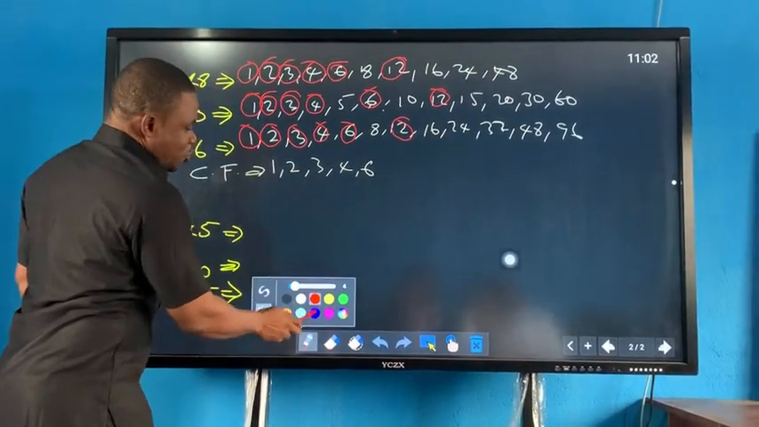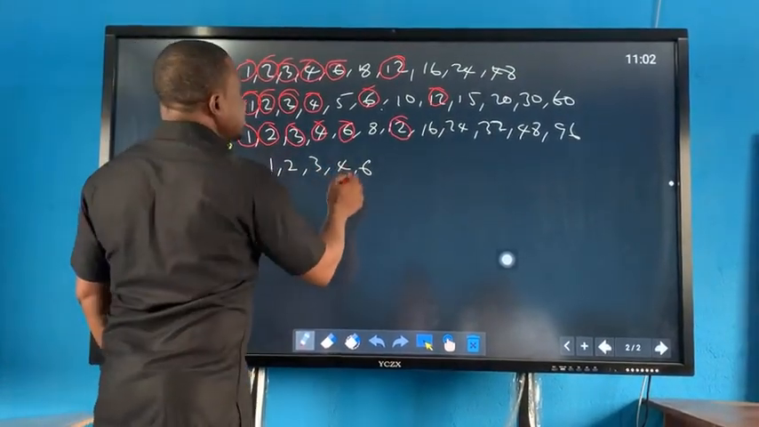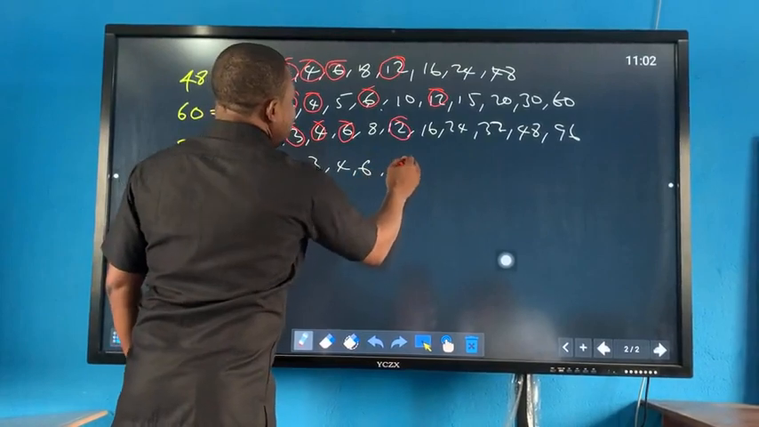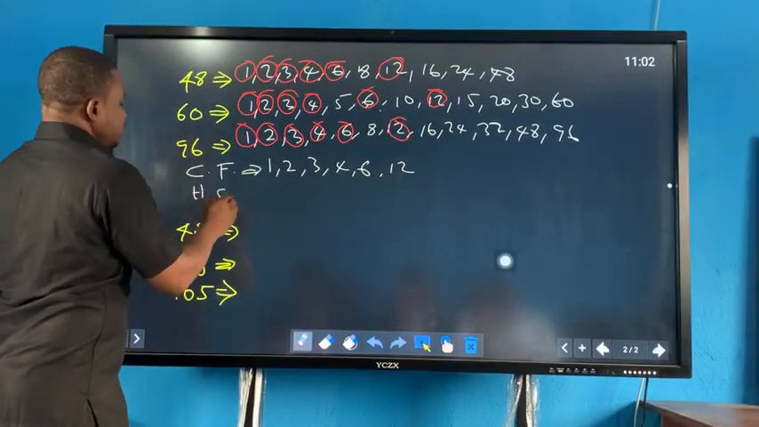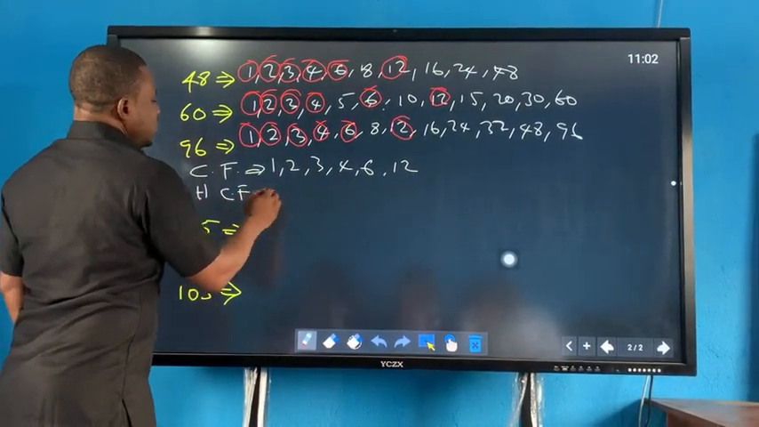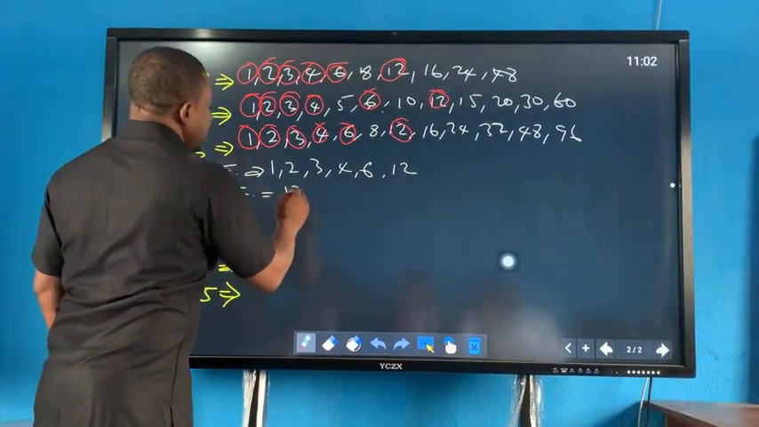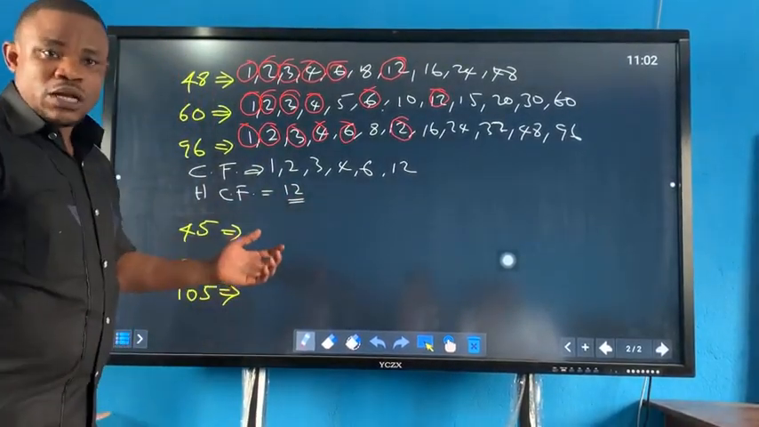So we know our common factors to be these ones, right? 6 and 12. So what's my HCF going to be? 12. That's the highest common one. Are you with me? Yes.